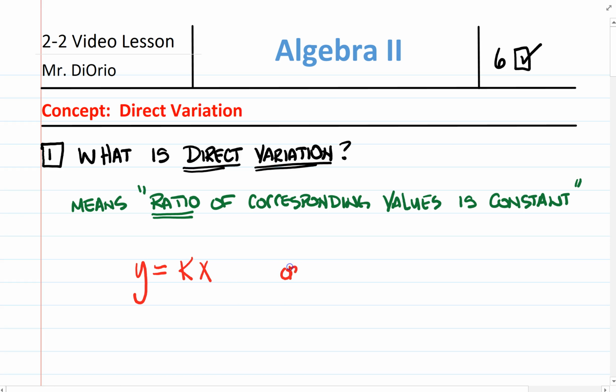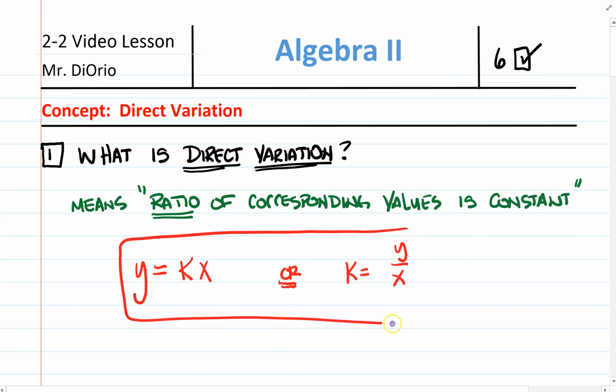Or another way that you can write this down is you could say that k is equal to y divided by x. So both of these are mathematically equivalent statements, and all it says is that the ratio of x and y is a constant. That's what it means up here. The ratio of x and y is a constant. So this is what this lesson focuses around, and we'll be doing some examples to get us through this.